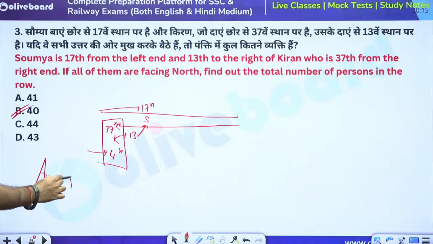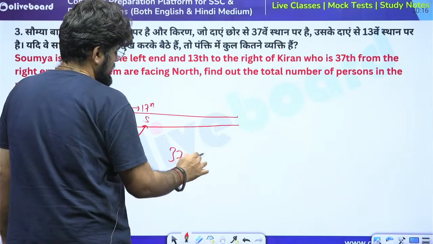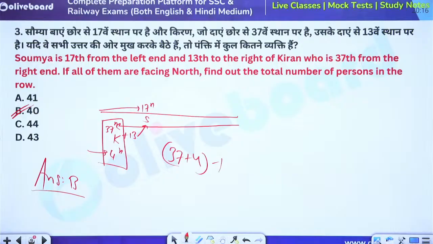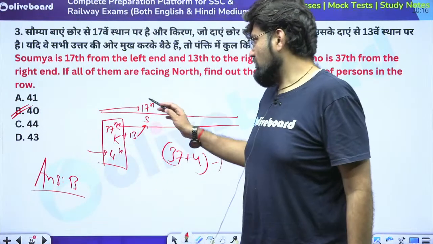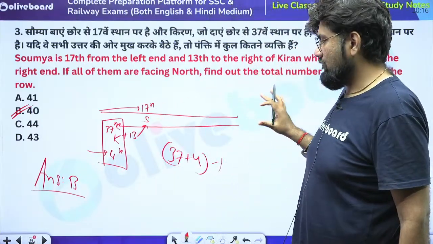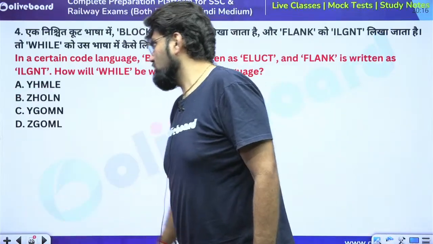Easy. Okay. 37 plus 4 minus 1. Now this is one approach. The other one is, you can just see there are 18 people from here, 37 people from here. Yeah, this is a better approach. This is the only approach you should take, because the total is not given.